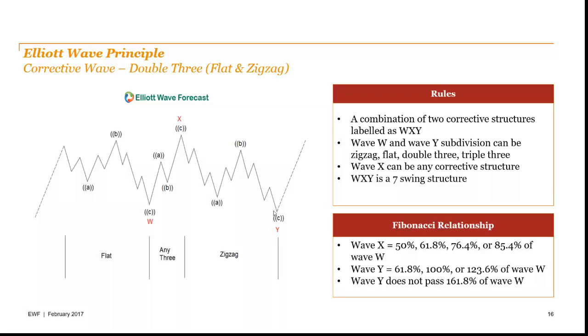So why is it called double 3 anyway? Because this is a 3. ABC is 3 waves, right? A flat is 3 waves. This zigzag is also a 3. It's also an ABC. So you have 2 3s combined together. It's a double 3.